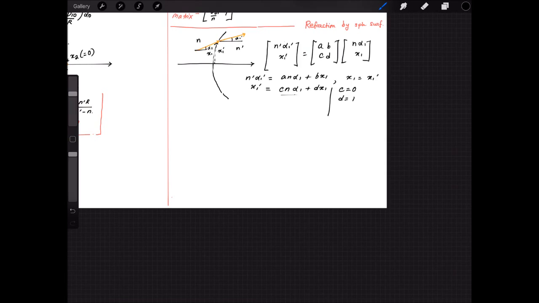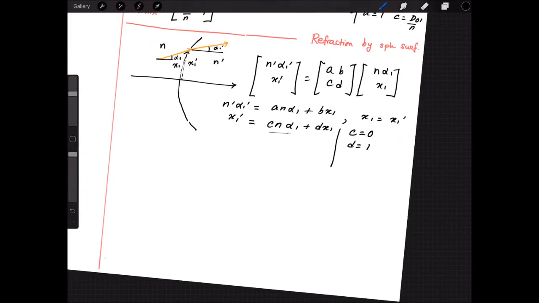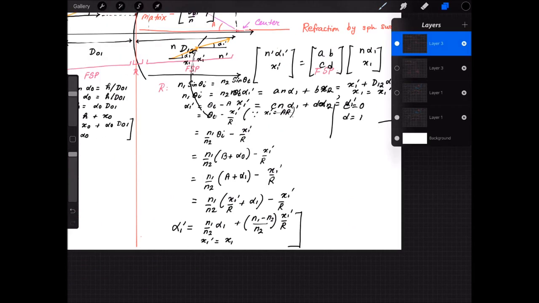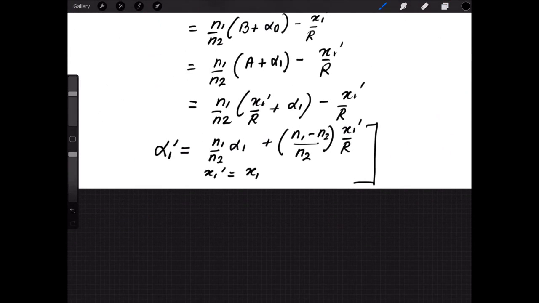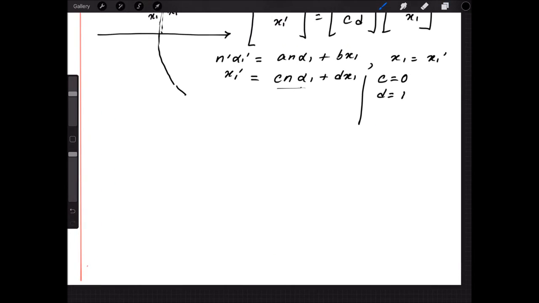From the first term, we have to now go back to what we did previously and use the radius of curvature to solve this equation. And what I'm going to do is very easily just go back to what we did previously and look at what alpha 1 prime was. So alpha 1 prime was n1 over n2, alpha 1 times this second term over here. And that will look very familiar in this case when I simply divide the first equation by n prime. So that the alpha 1 prime would be A times n over n prime alpha 1 plus B over n prime x1.